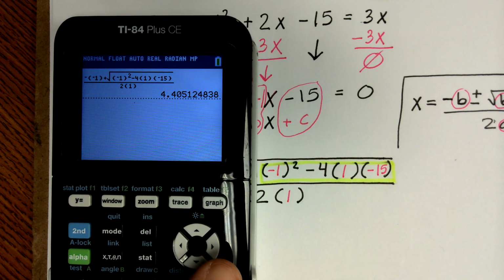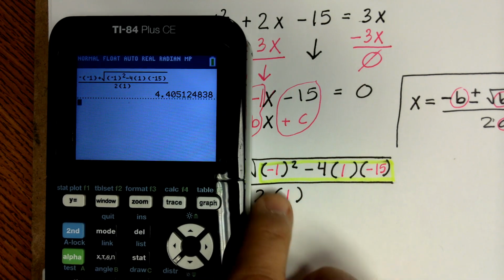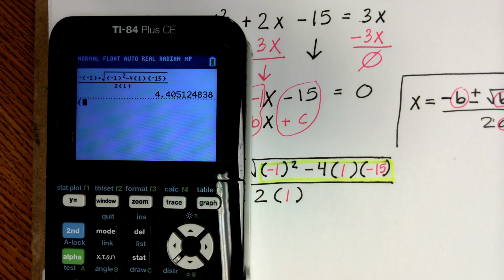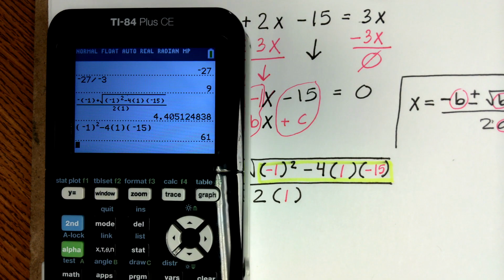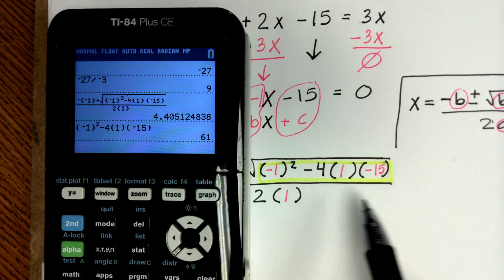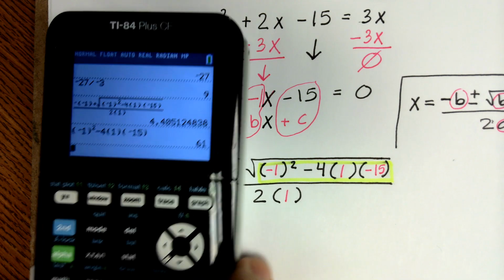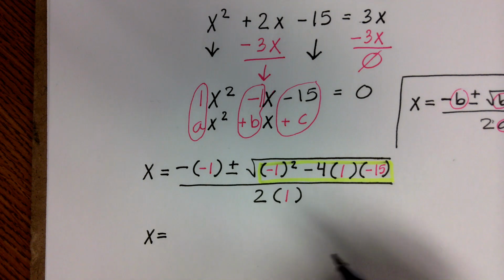I'm going to scoot this over, and I'm going to start with my b value. So I'm going to put parenthesis, -1, close parenthesis, squared. And then after I do that, I'm going to put -4 times a and times c, and hit enter. Notice it gives me 61. So notice what we have here is the square root of 61. So that's an exact number, so I'm going to write what we have here.